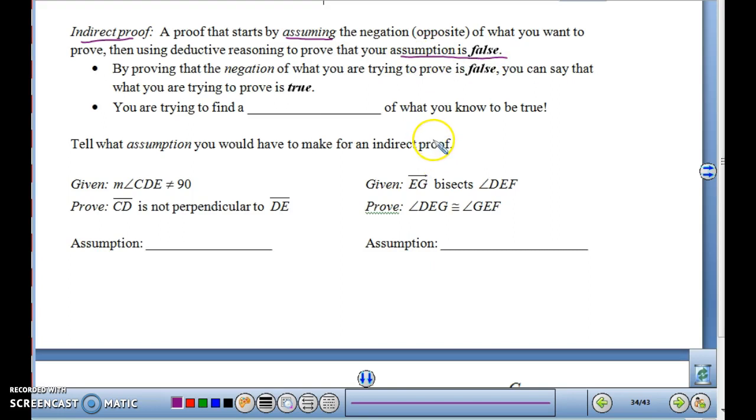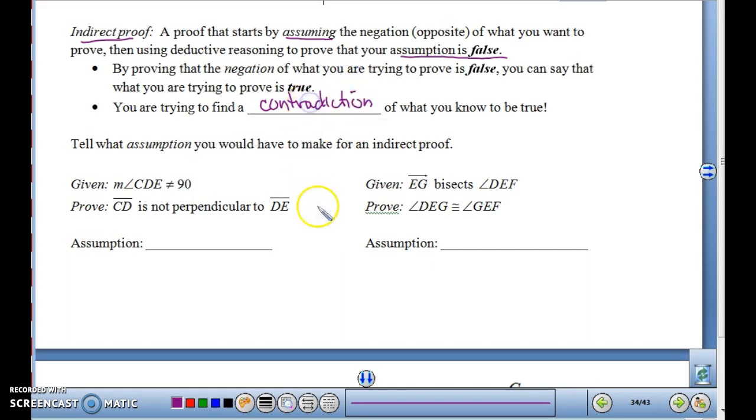So you're going to assume something's true, and what happens is you use that assumption, and then you come to a conclusion that's wrong. So by proving the negation of what you're trying to prove is false, you can say what you are trying to prove is true. So you are trying to find what's called a contradiction of what you know is true.